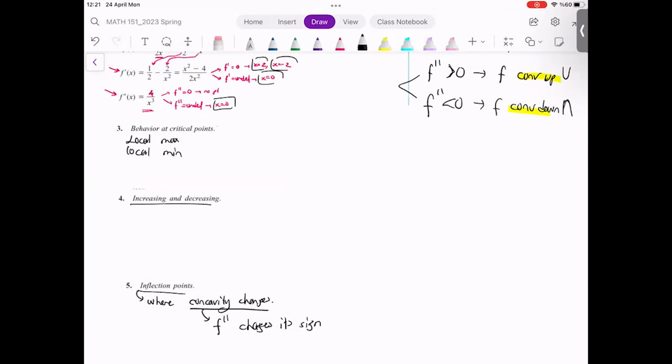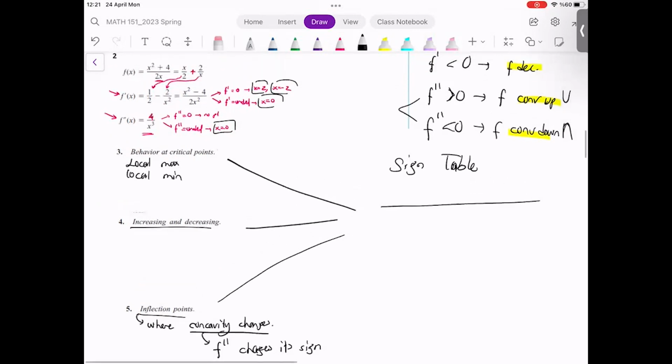Okay, so behavior at the critical points, increasing, decreasing intervals, concavity information, and inflection points. We can answer all those three parts at once by constructing a sign table. Okay, let's construct a sign table. What kind of points do we have? We have -2, 0, and 2. You see, we already computed them here. I am now putting those critical points in my sign table. Now I will look at the signs of the first and second derivative.